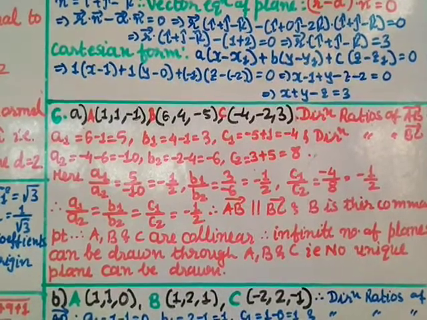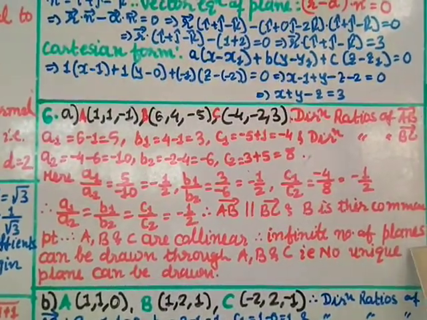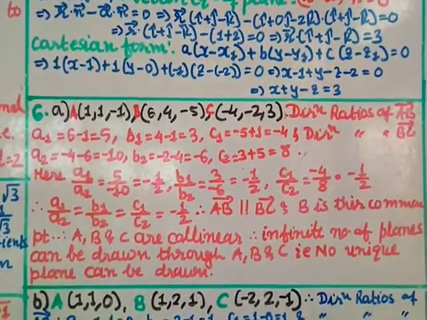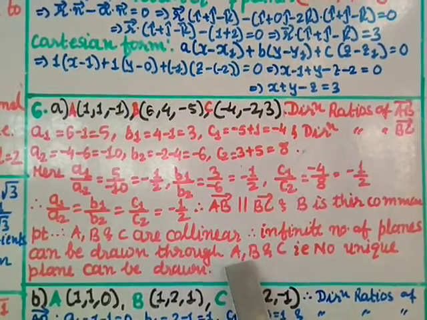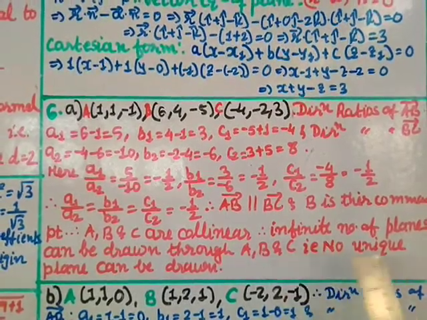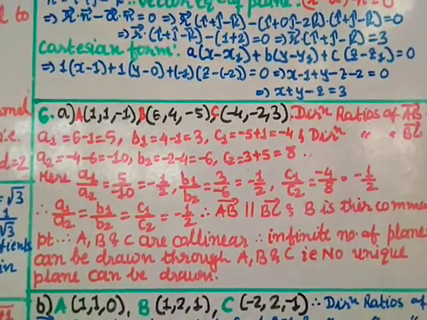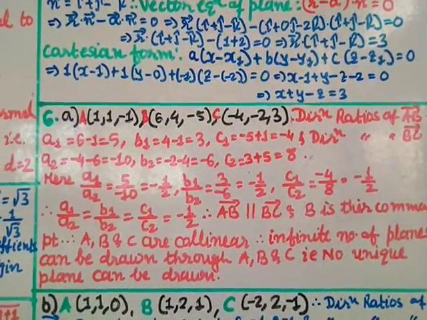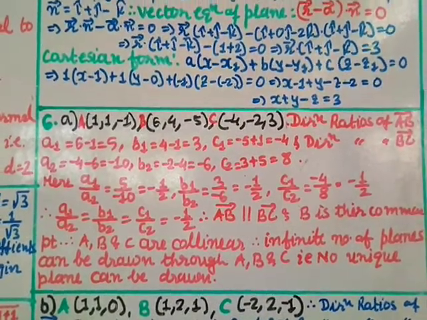If they are collinear, then you can have an infinite number of planes passing through them, or you can draw infinitely many planes passing through A, B, C. Why? Because A, B, C are collinear, in one line. That means no unique plane can be drawn. So you cannot draw a unique plane, but you have an infinite number of planes passing through the given 3 points.